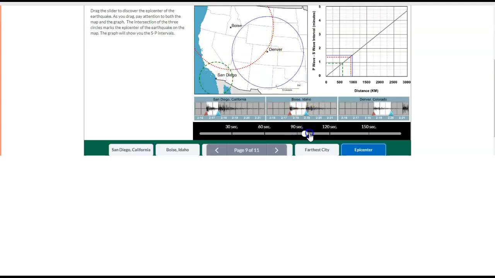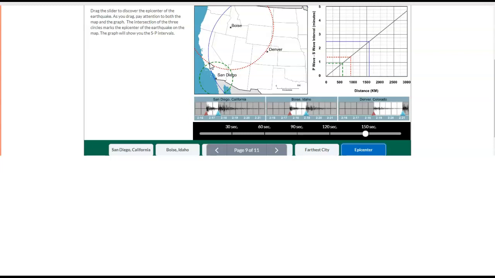So I'll slide the timer across, and when both waves have arrived here in Denver, we see it takes about 2.5 minutes, and that gets us to about 1,600 kilometers, and the points intersect all at one location. So the epicenter of our earthquake must be here at the point, and this is called triangulation. We have used 3 different points to verify the location of this earthquake's epicenter.